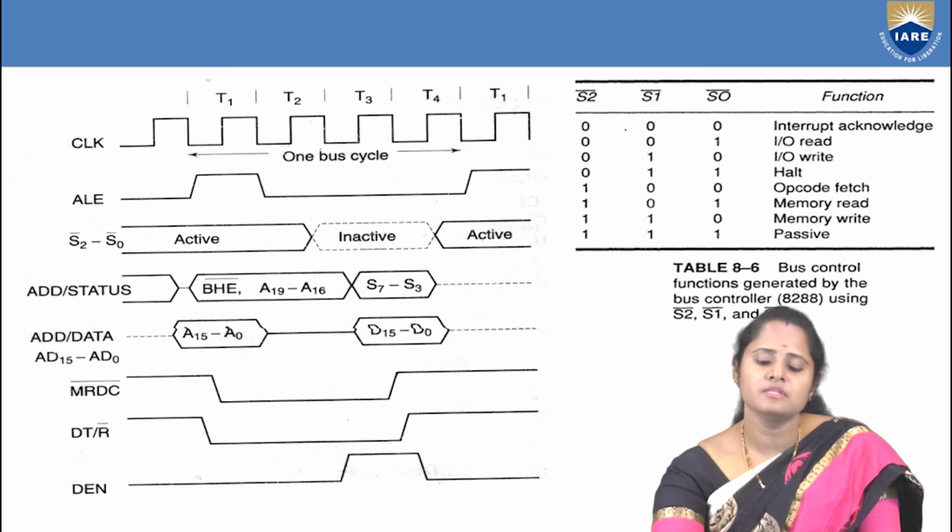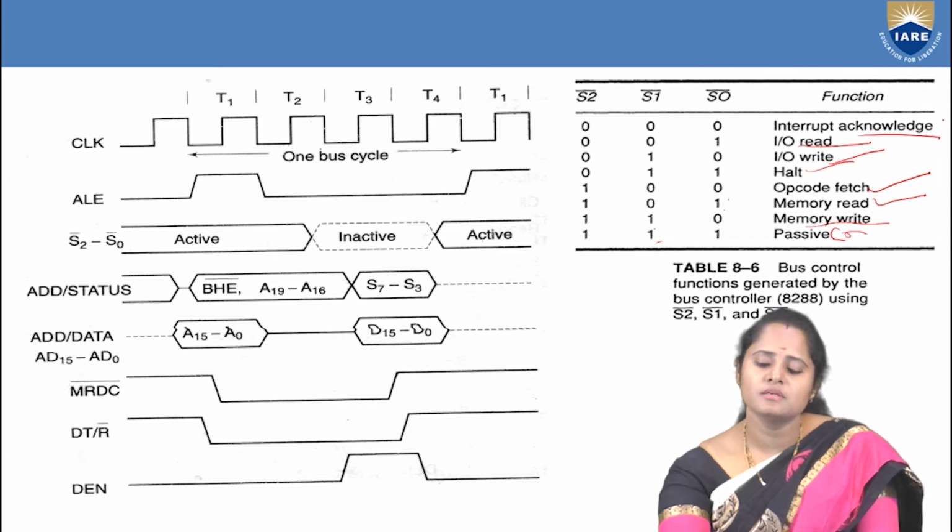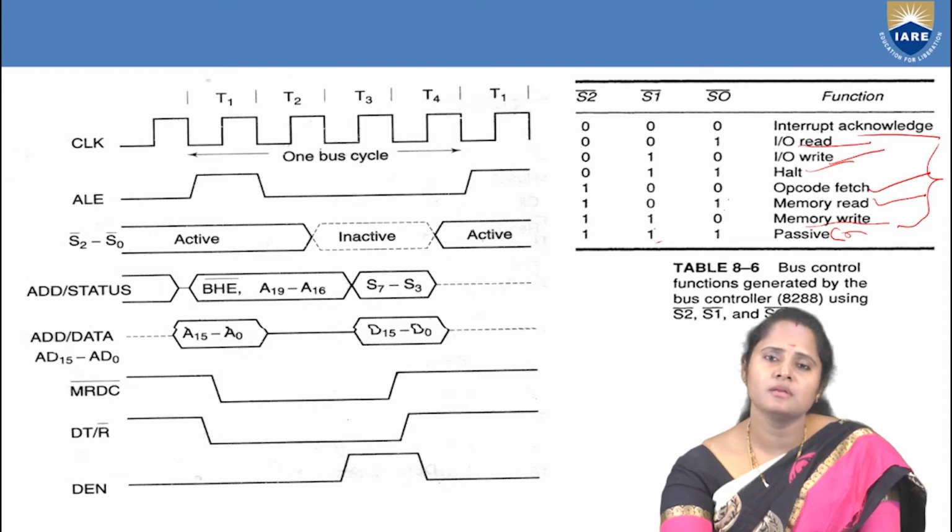See here, you can see whenever these status pins are 000, it means you are going for interrupt acknowledgement. Whenever this pin is 001, you go for IO read operation. Whenever it is equal to 010, you will go for IO write operation. Whenever it is 011, you will go for halt. And whenever it is 100, you go for opcode fetch. Whenever it is 101, you go for memory read operation, and 110 means memory write operation, and 111 gives a passive mode which doesn't work. So these are the different statuses showing how the function is assigned to the 8288 in order to generate the control signals, to give the signals to the IO or the memory.